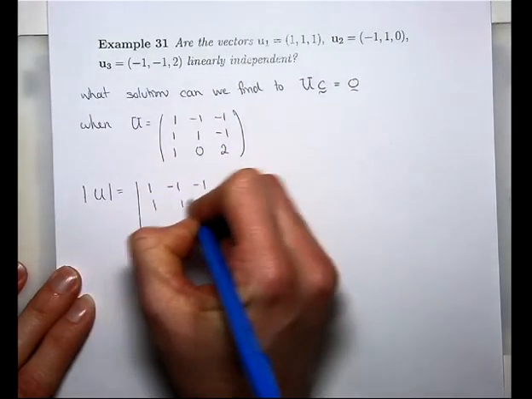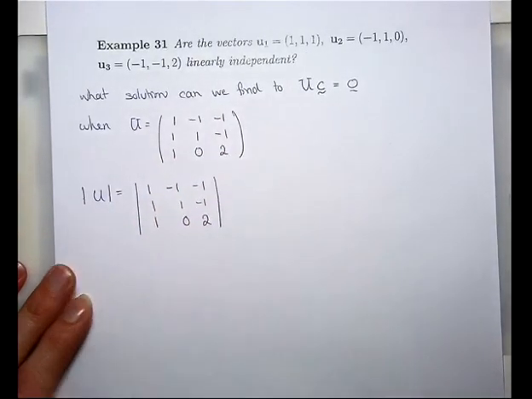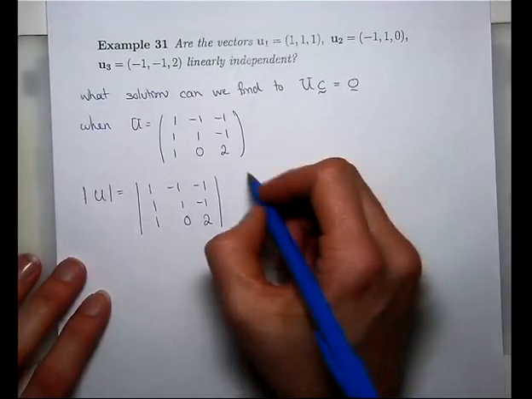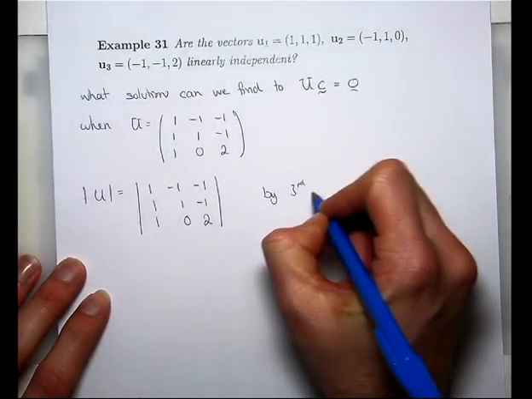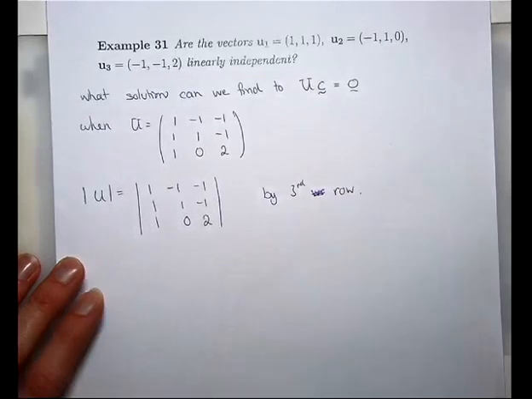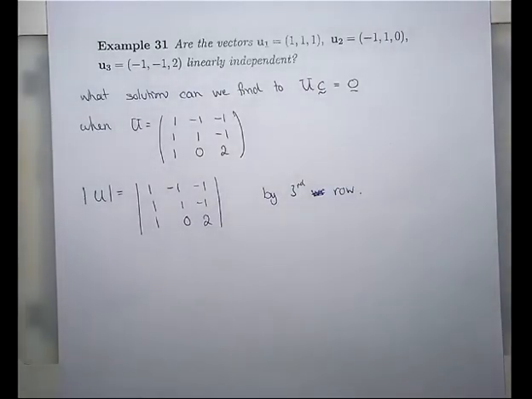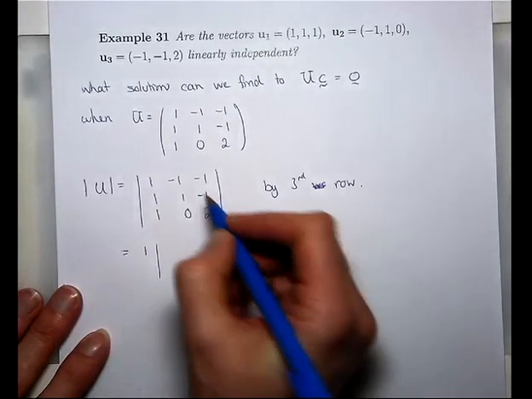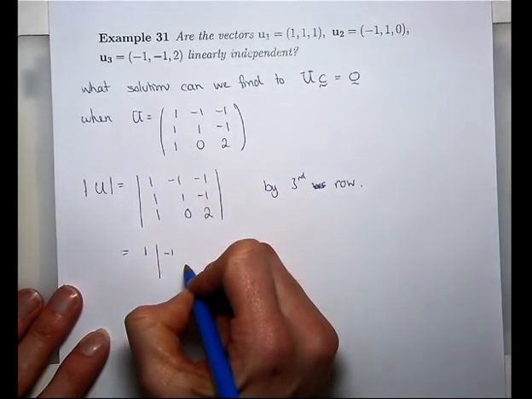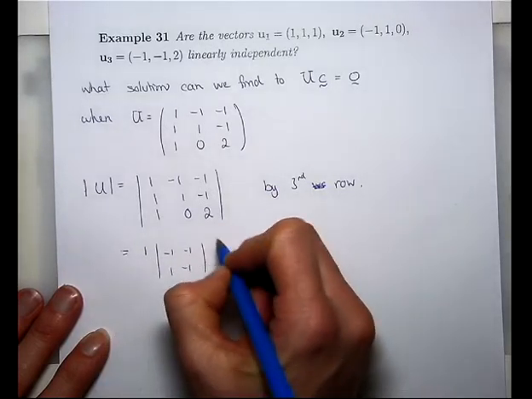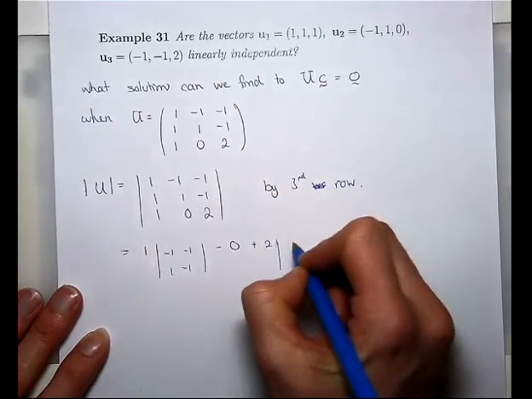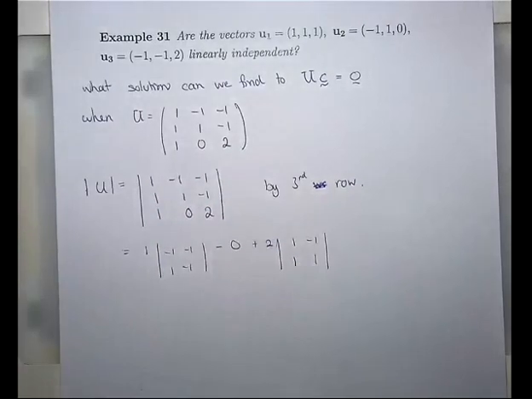One minus 1. All right, we also like to save ourselves work, so let's just do it by the third row. Oops, can't even spell. By the third row. Equals plus minus plus times the determinant of what is left. Plus minus plus minus, plus minus plus minus plus.